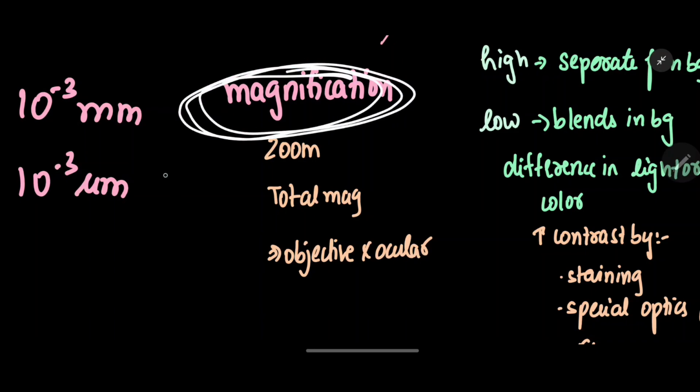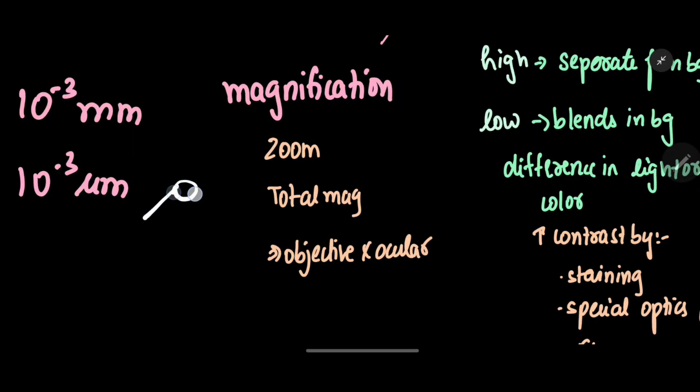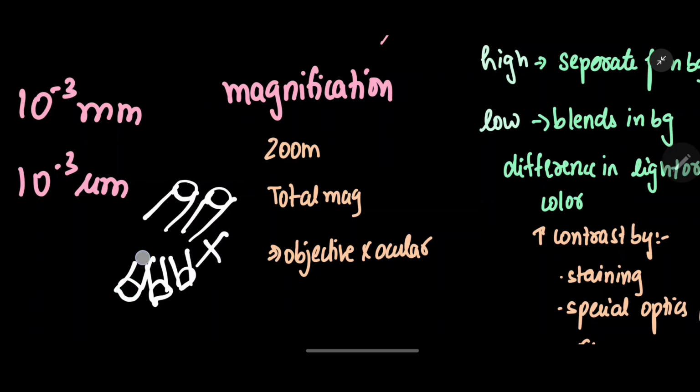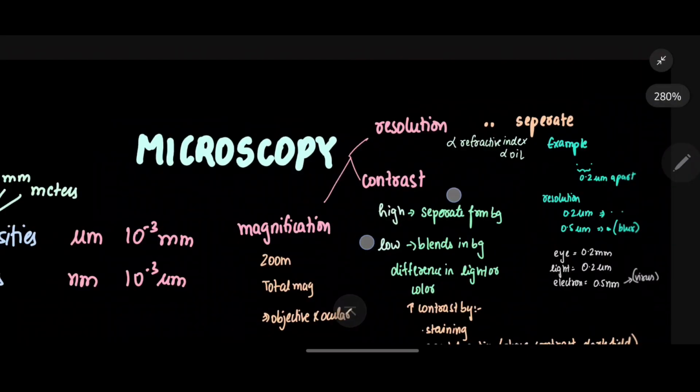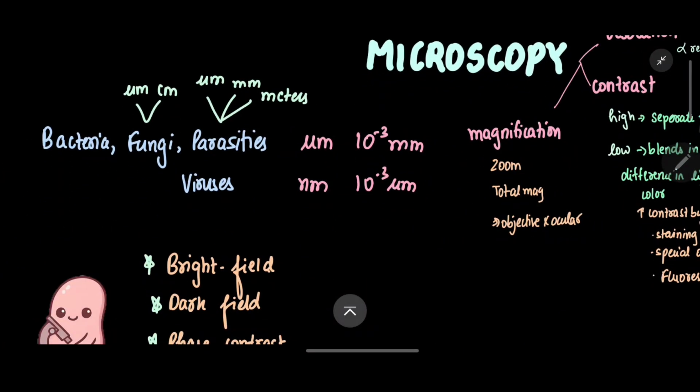If you remember how your microscope looks, we have our ocular lenses here, and then we have four lenses here, right? It's going to multiply both of these. These are called your objectives, and these are called your ocular, which you put on your eyes. So objective into ocular is going to be your total magnification. These were the basic properties of a microscope. Now let us look at each microscope in detail.